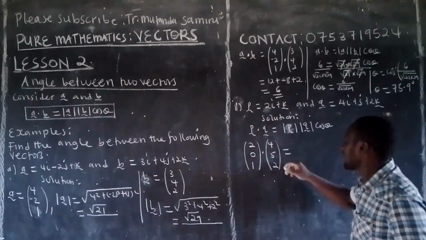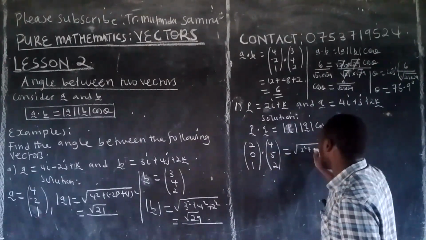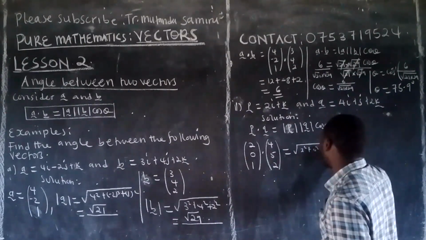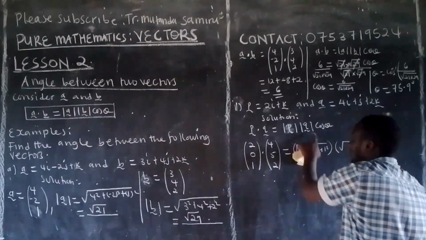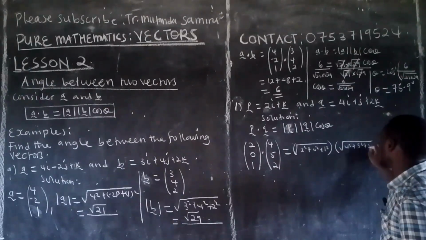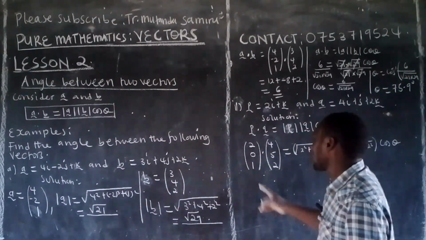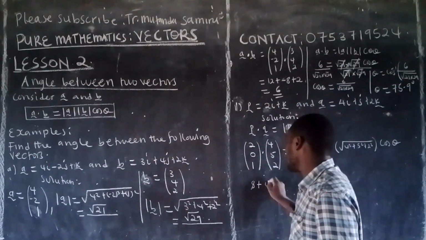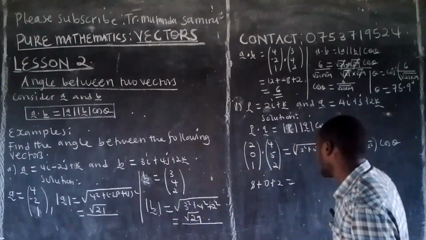Now, your magnitude of P will just be the square root of 2 squared plus 0 squared plus 1 squared. Multiply by the square root again for the magnitude of Q: 4 squared plus 5 squared plus 2 squared, times cos of theta. Let's go about the dotting: 2 times 4 is 8, plus 0 times 5 is 0, plus 1 times 2 is 2. We are dotting and we all know how to dot.